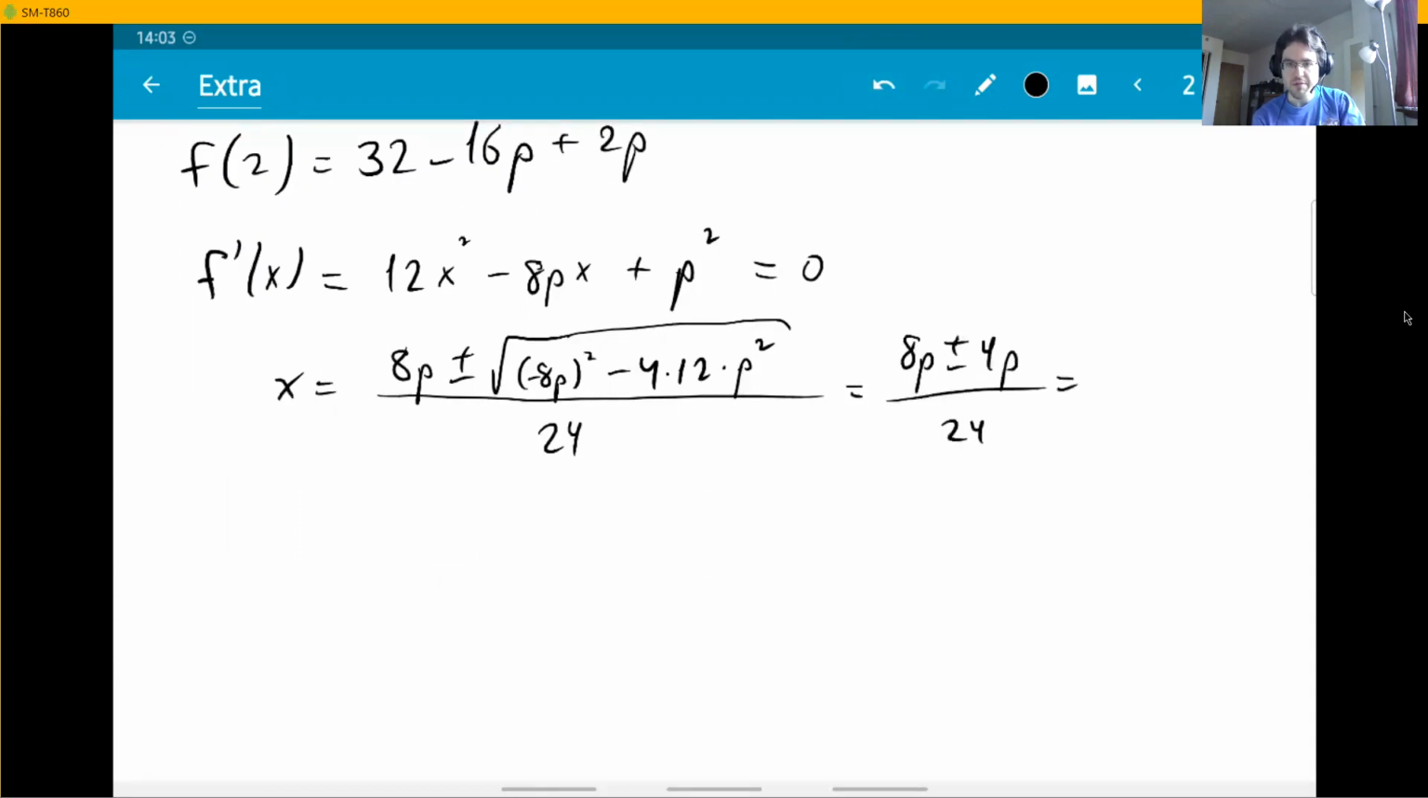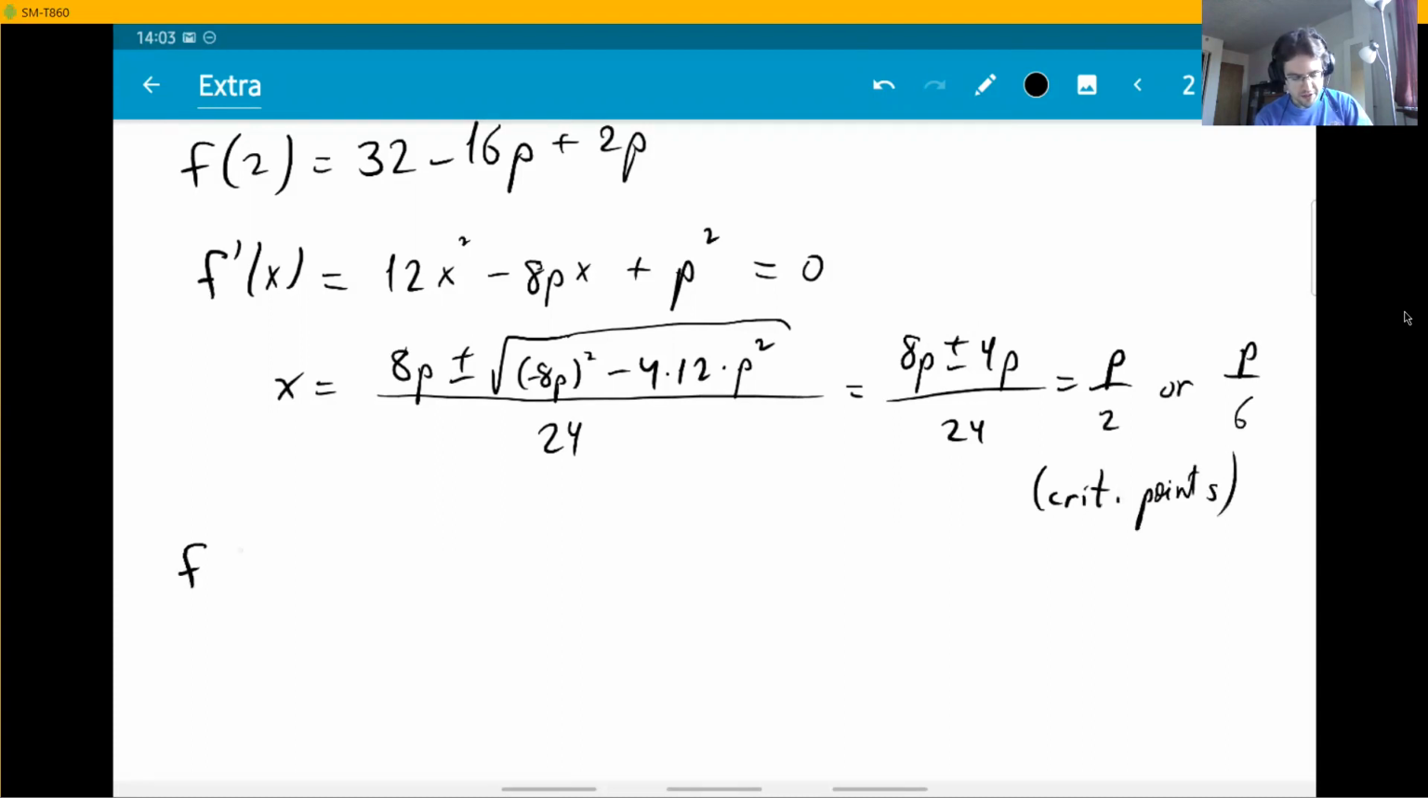What are those two numbers then? If you select the plus sign, you're going to have 12p over 24, which is p over 2. If you have the minus sign, 4p over 24, which is p over 6. Those are the two critical points of your function, and there are no points where the derivative does not exist.